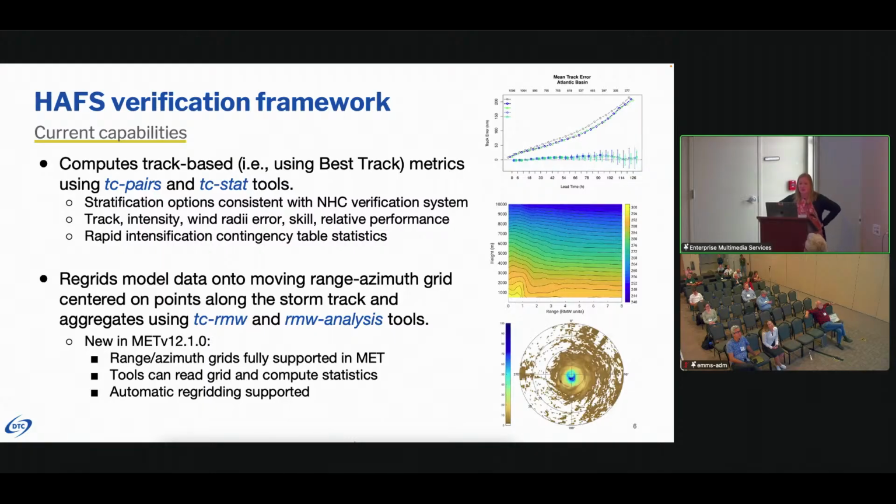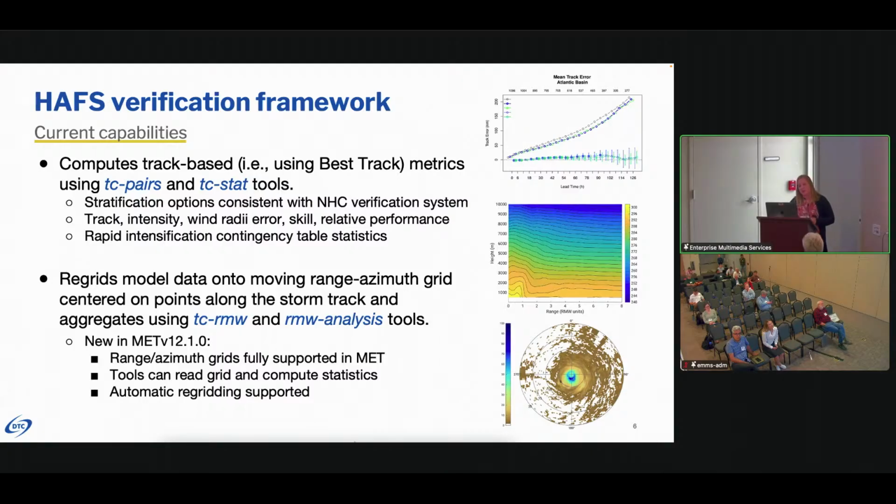All right, so I mentioned those 4 different tools that are currently in the framework. So the first one is based on computing track-based metrics using TC-Pairs and TC-Stat. So TC-Pairs and TC-Stat are the 2 original MET-TC tools that were developed over a decade ago with the intention of reproducing NHC verification. So it basically works off of an ADECK and a best track and has all of the different filtering and stratification options that you would find in the NHC verification system. So you can reproduce that verification. So you get track and intensity, wind radii, error, different skill and relative performance metrics, and then you can also have rapid intensification, consensus forecasts, all that kind of thing.